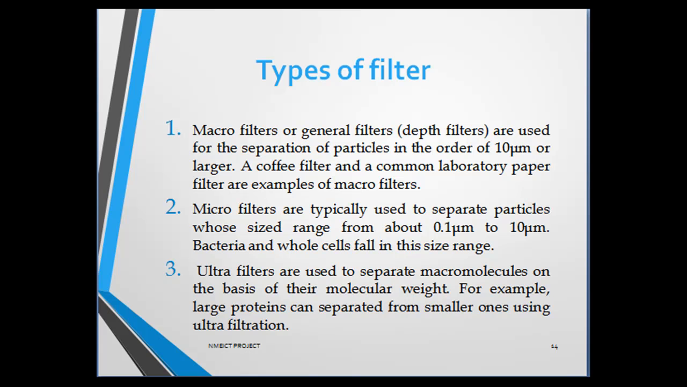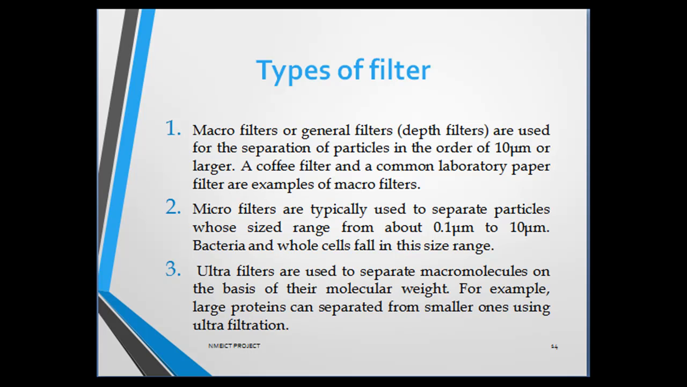Next is microfilters. Microfilters are typically used to separate particles whose size ranges from about 0.1 micrometer to 10 micrometers. Bacteria and whole cells fall in this size range. The third type of filter is ultrafilters. Ultrafilters are used to separate macromolecules on the basis of their molecular weight. For example, large proteins can be separated from smaller ones using ultrafiltration. Now let us see all these types of filters in a bit more detail.